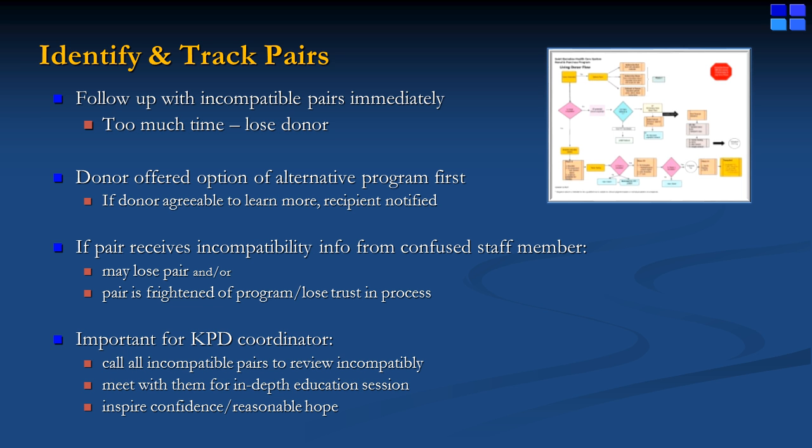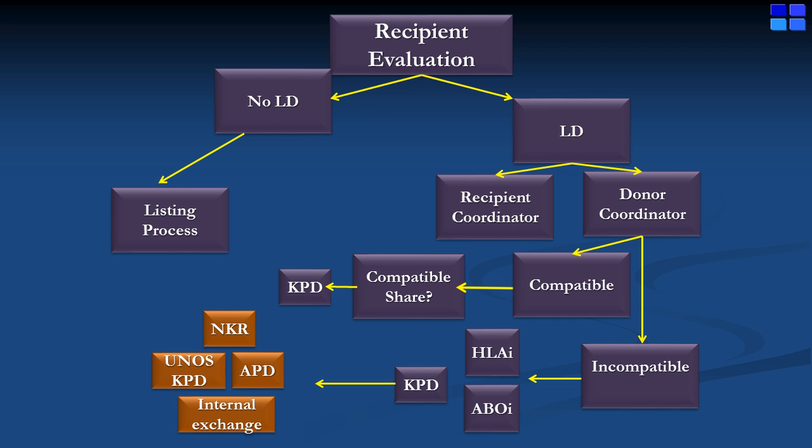One thing I want to point out on this slide is that it's very important that the person calling the pair to explain their incompatibility truly understands the incompatibility, especially if it's HLA incompatible or there are donor-specific antibodies, because if the pair gets a confusing message, they may become frightened of going forward. So you may have a designated staff member, if not a physician, call them if the incompatibility is complicated and the transplant coordinator doesn't feel that she can explain it thoroughly.